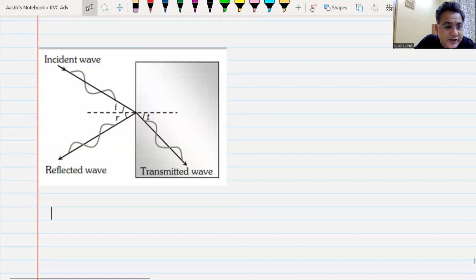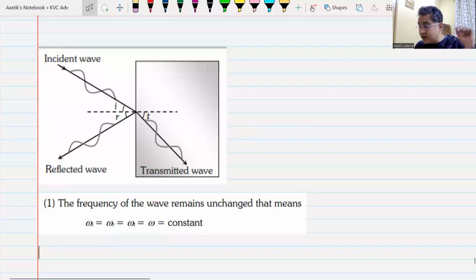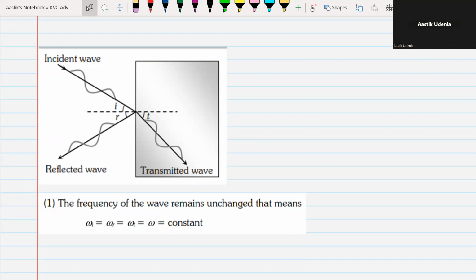Now, whenever we have reflection and refraction coming together, what all things change and what all things remain constant? This is a very important thing that you must understand. First you understand it, then you write it. The first thing is frequency. Remember, the frequency of the wave depends on the source. Will it change when the wave is reflected or refracted? No, sir. That will not change. Why will it not change?